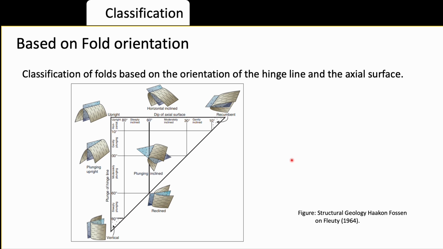Then we have the recumbent fold. This is the extreme case where the axial surface is nearly horizontal and the hinge line is also nearly horizontal. This type of fold is known as a recumbent fold.